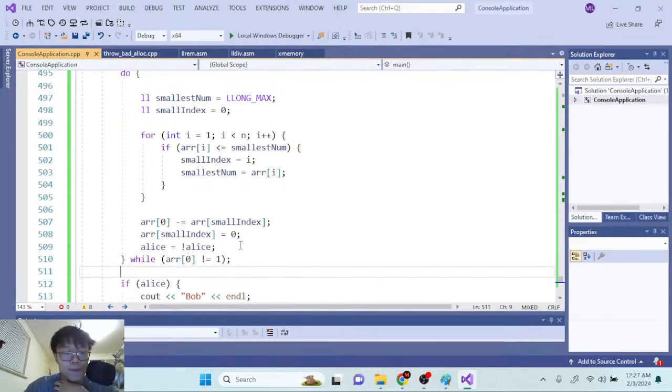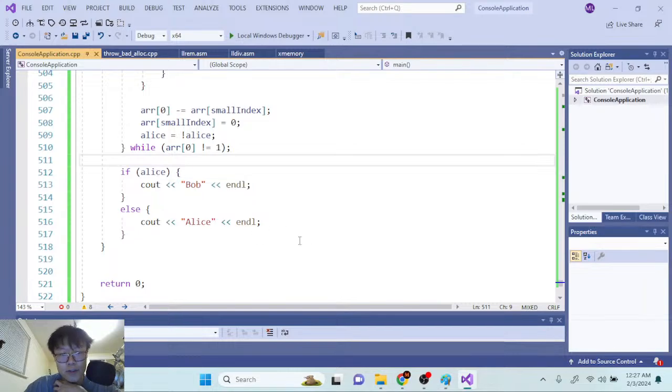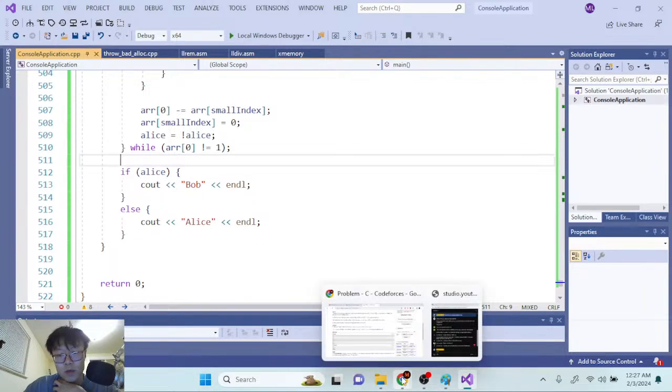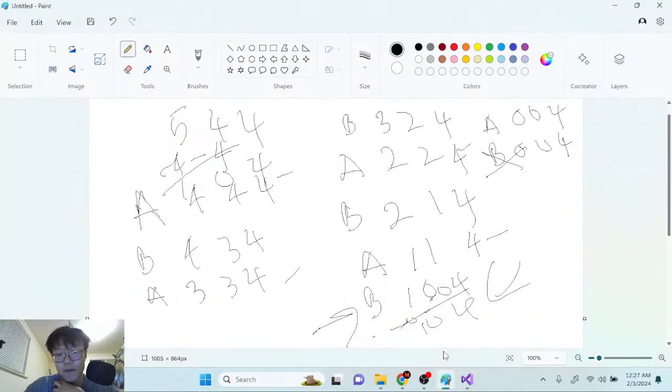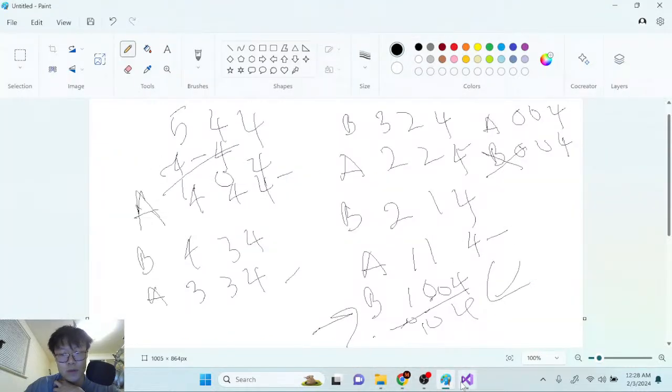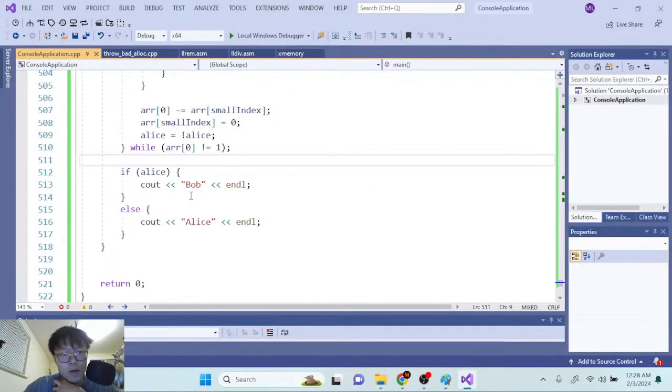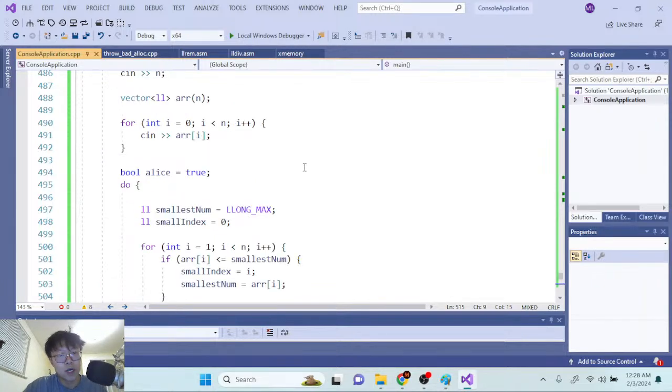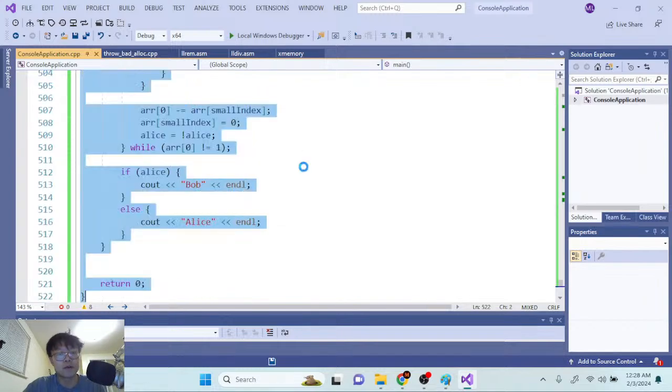So if it's Alice's turn and it reaches 1, let's look at this. If it was Bob's turn and it reaches 1, Alice wins. If it's Alice's turn and it reaches 1, Bob wins. If it's Bob's turn and it reaches 1, Alice wins. Okay, so I think this should work. This should make it way faster.